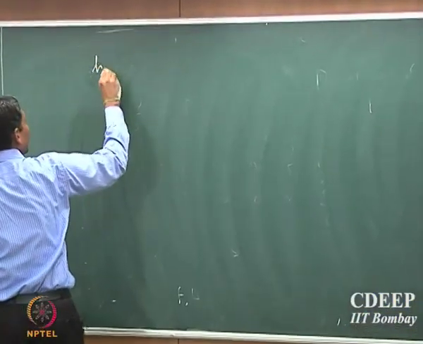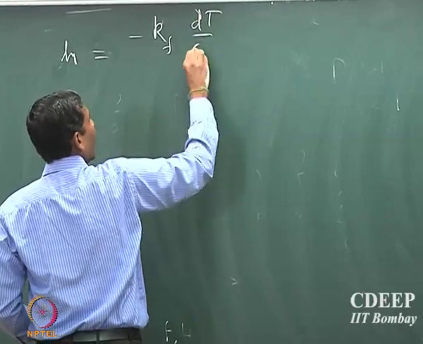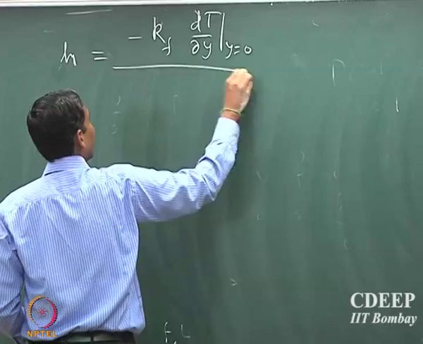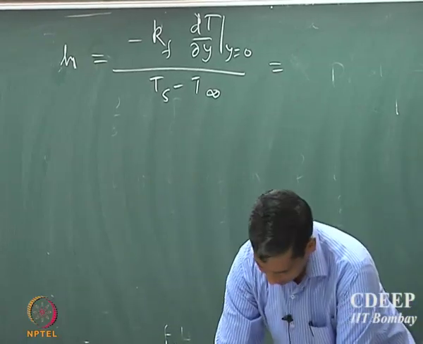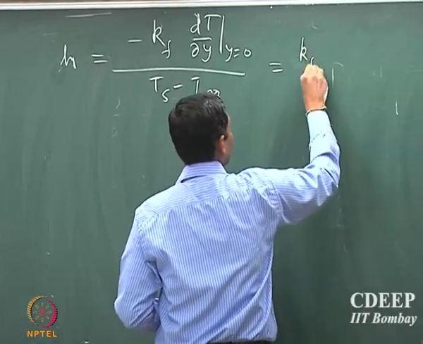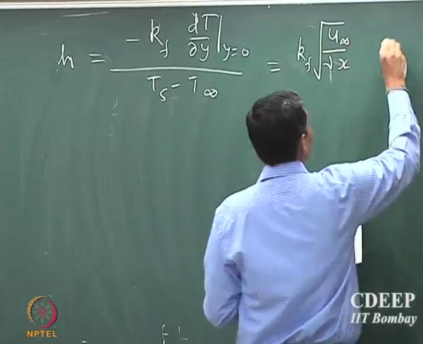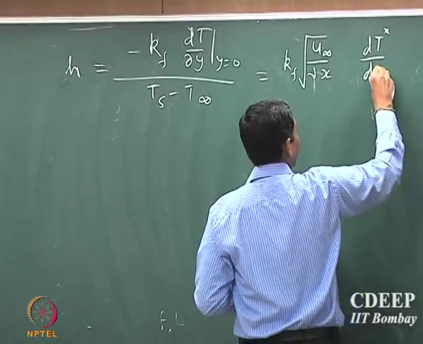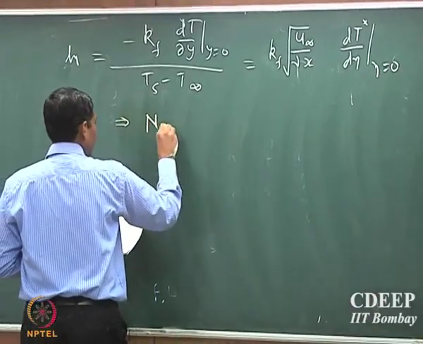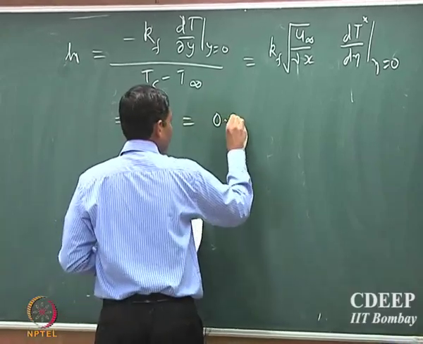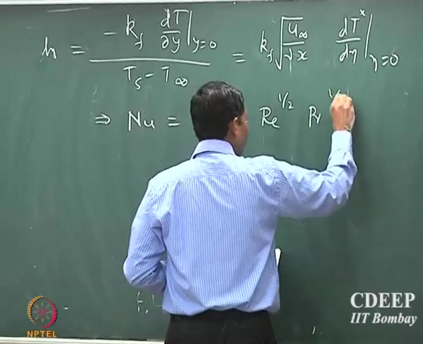So the heat transport coefficient is minus k ∂T/∂y at y equal to 0, divided by Ts minus T infinity. So we introduce all the scaling and that will turn out to be Kf into square root of u infinity by mu into x into dT*/dη at η equal to 0, and so from here you will find that the Nusselt number is equal to 0.332 Reynolds number to the power of half into Prandtl number to the power of 1 by 3.